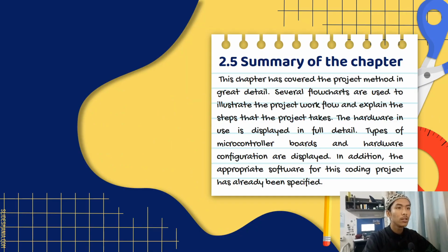For summary of chapter 2, this chapter has covered the project method in great detail. Several flowcharts are used to illustrate the project workflow and explain the steps that the project takes. The hardware in use is displayed in full detail. Type of microcontroller boards and hardware configuration are displayed. In addition, the appropriate software for this coding project has already been specified.